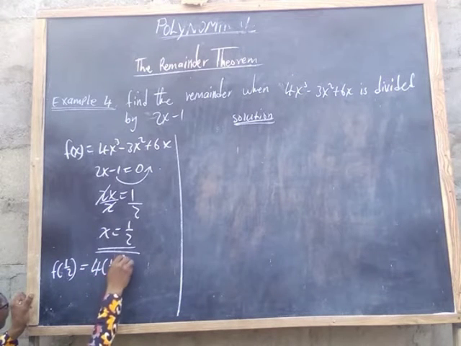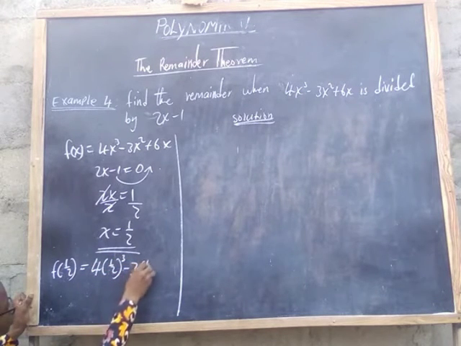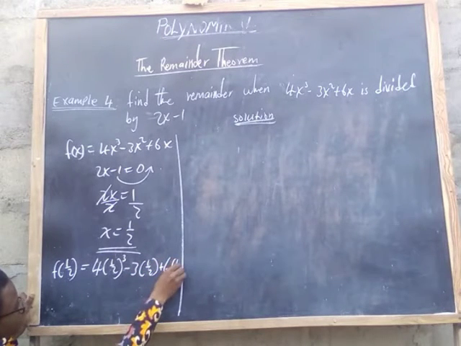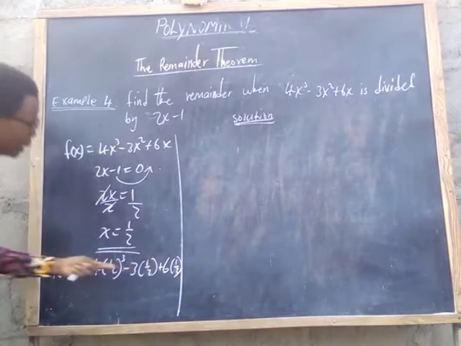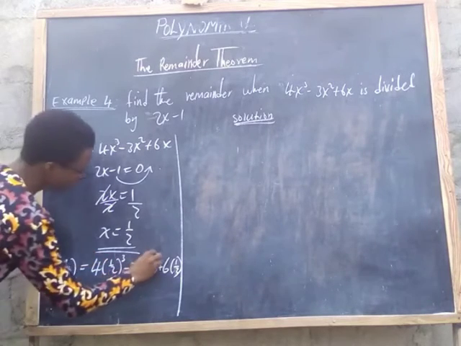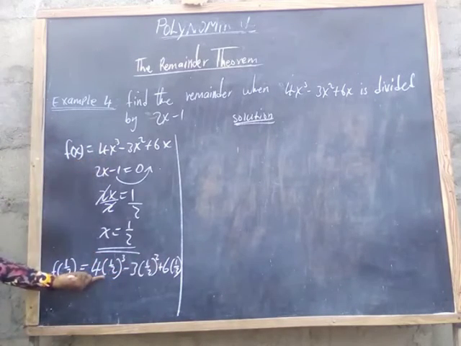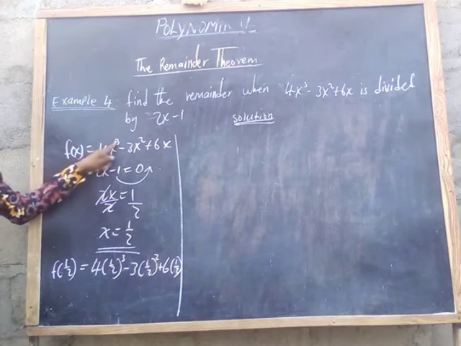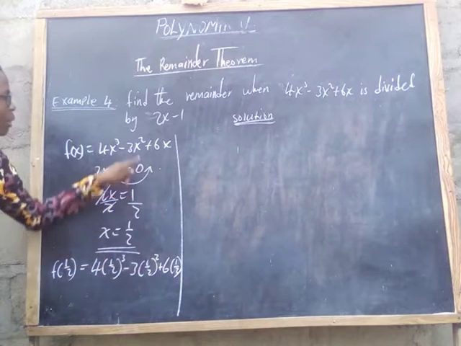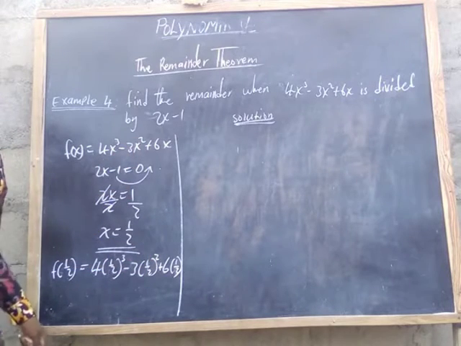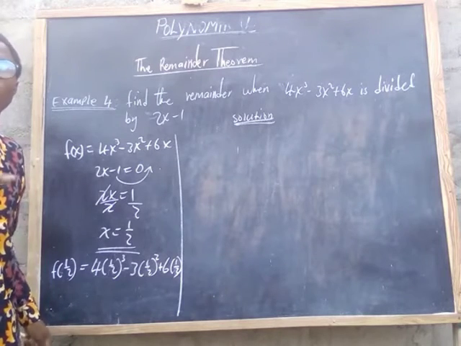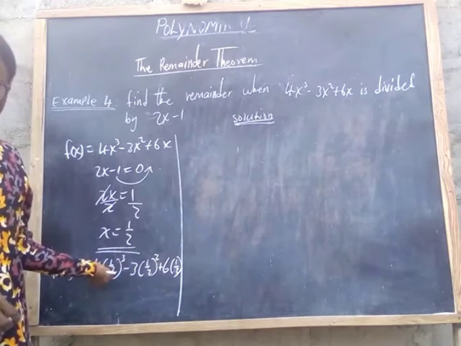half cubed, minus 3 bracket half squared, plus 6 bracket half. Do you see? This one is supposed to be squared. Why is this one half cubed? Because x here is cubed. Why is this one half squared? Because x here is squared. So anytime you are substituting the value of x, always put the power of x there after you substitute, right?